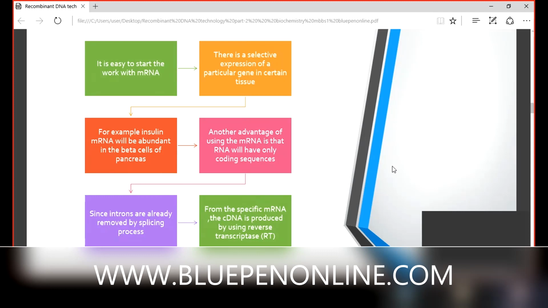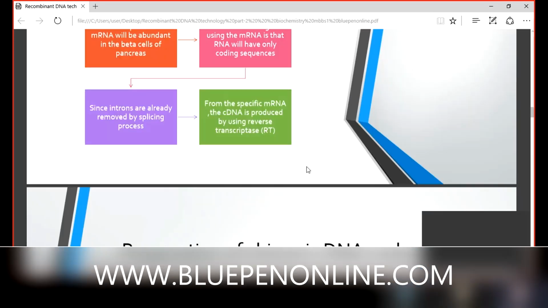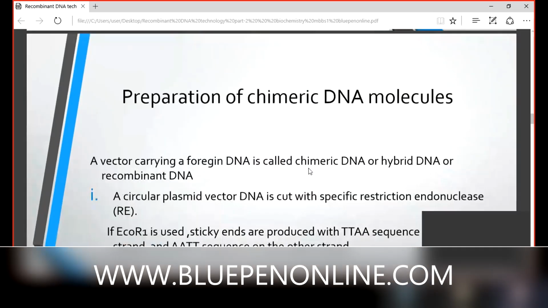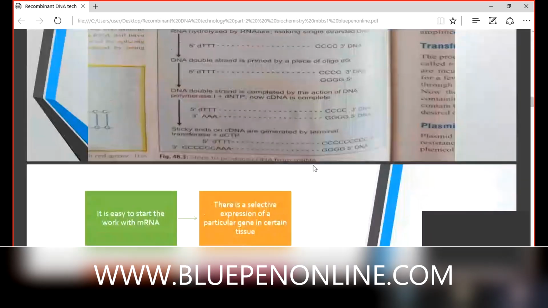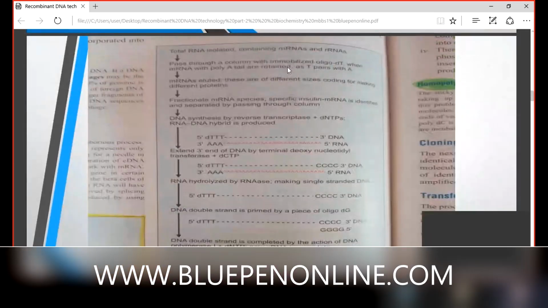removed by the splicing process. From the specific mRNA, the cDNA is produced by using which enzyme? Reverse transcriptase. So before we can enter into this huge pathway, total RNAs are isolated. We can't find out the mRNA first, so for that purpose, we collect all types of RNA.